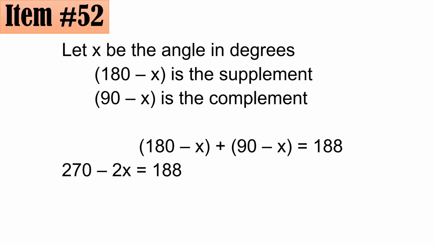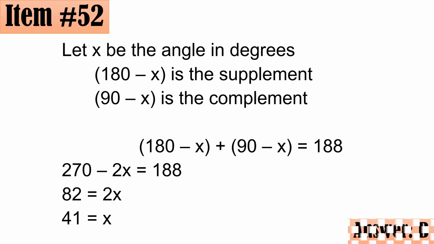Combining like terms sa left side po natin, magiging 270 minus 2x equals 188. And what I did next po, no? This 188 na nasa right side ay magiging minus 188 sa left side. So 270 minus 188 will be 82. And yung negative 2x na to na nandito sa left side, dahil nag-add tayo ng 2x both sides, magiging positive 2x po sa right side natin. So 82 equals 2x. So dividing both sides by 2 gives us x equals 41 degrees. Letter B. Wow.